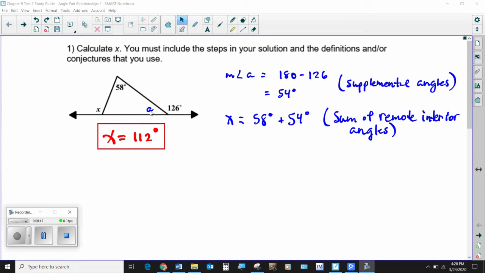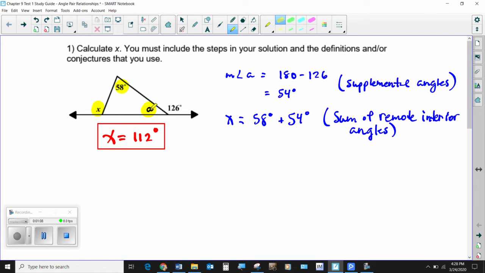And once we know what this is, we can figure out what that is. Or actually, with the exterior angle of a triangle theorem, this is going to be equal to the sum of those two. So once we figure out what A is, then we just add those together, and we'll have this answer. So let's figure out what A is.